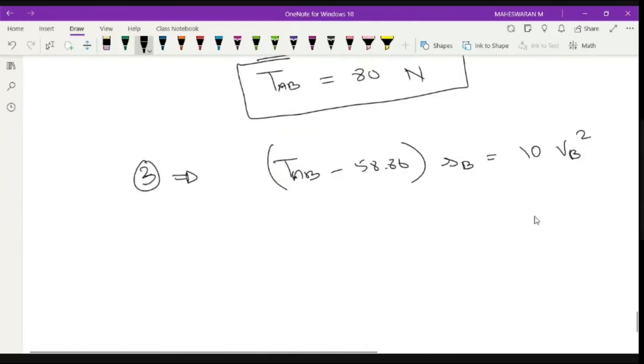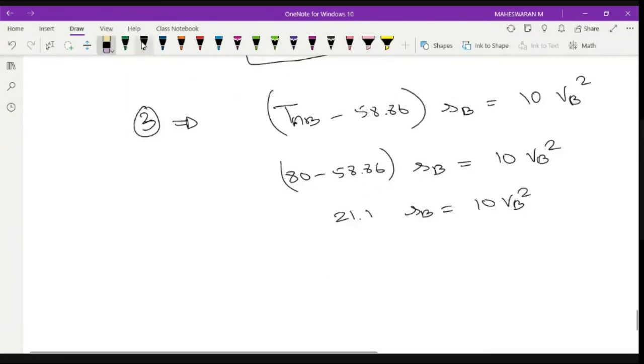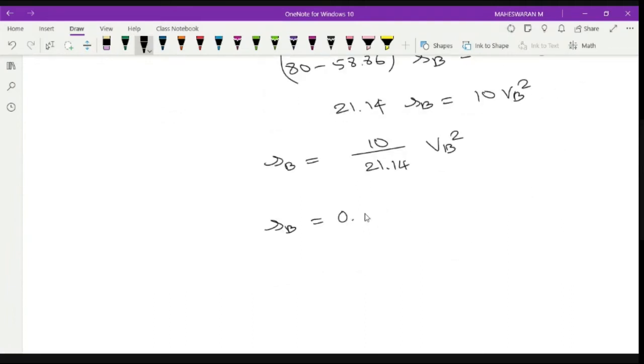So in this, substitute what is my TAB. So 80 minus 58.86 SB is equal to 10 VB square. So what will we get here? 21.14. So 21.14, which means SB is equal to 10 divided by 21.14 VB square. What is this? 0.473 VB square. Equation number 4. Right? So any doubt on this? No, sir.